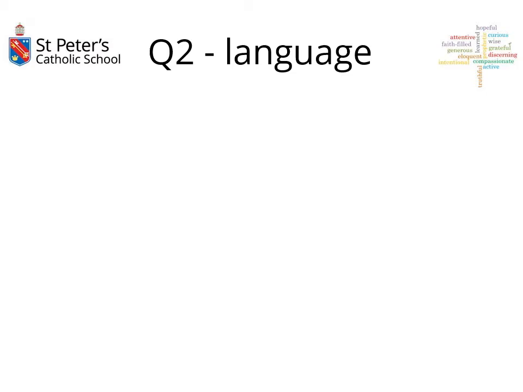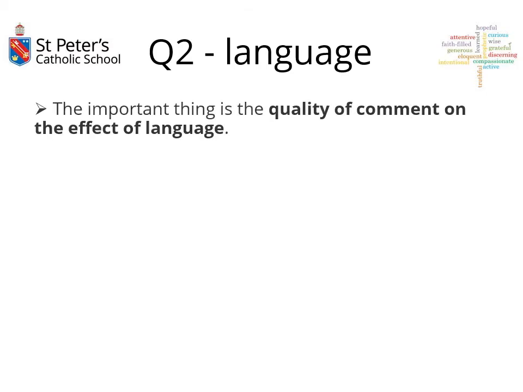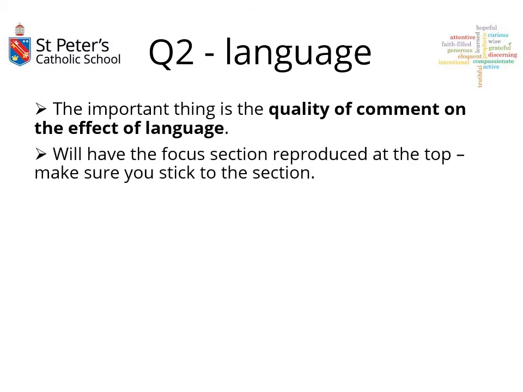So question 2 is about language. Okay, same as question 3 on paper 2. So this is the skill that is tested across both papers. And so it's really important that you get it right. So what the exam board is looking for is the quality of comment on the effect of language. So they want to know what the impact of the writer's choices are on the reader. That's where the focus is.